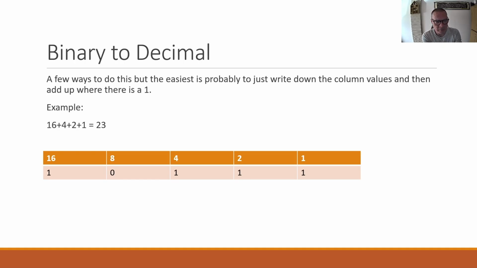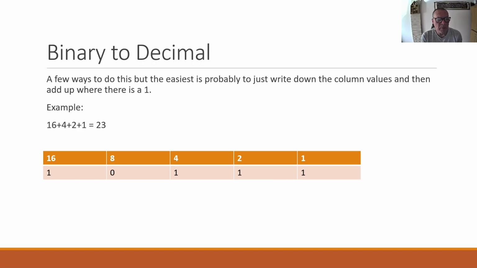Probably the easiest way of doing this is just write down the column values, as we did before, starting at the right hand end. The least significant bit has a place value of 1, and then double it each time: 1, 2, 4, 8, 16, and so on. Just make sure you've got the right number of column values. If you're asked to do an 8-bit number, then write down 8 of those column values and fill it in.